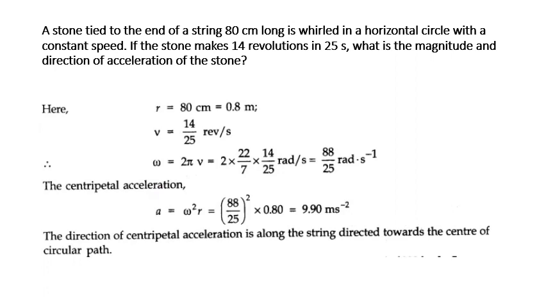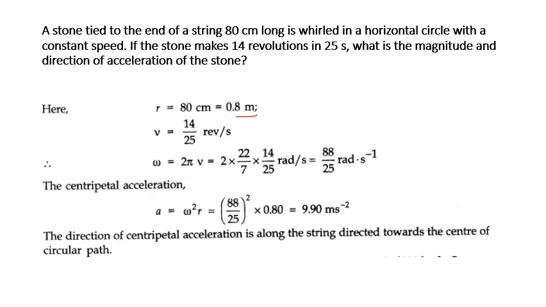Next question. A stone tied to the end of a string 80 centimeter long is whirled in a horizontal circle with constant speed. If the stone makes 14 revolutions in 25 seconds, what is the magnitude and direction of acceleration of the stone? So what is given, students? The length of the string. Here the length of the string is nothing but the radius of the circle. So 80 centimeters is nothing but 0.8 meters.